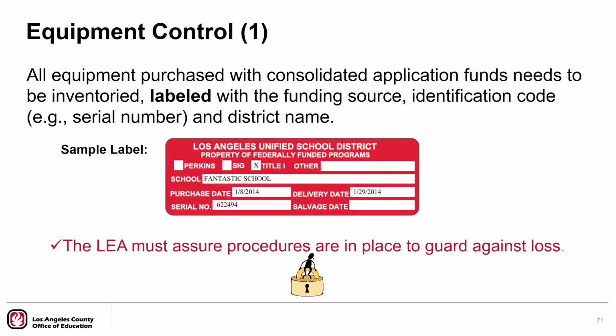On this next slide, we take a moment to talk about equipment control. And maintaining control of your equipment starts with tracking and labeling equipment items. Within your equipment control system, all equipment that is purchased with federal funds needs to be inventoried and labeled with purchasing information. LEAs must also ensure that there are procedures to guard against loss of equipment and materials. This screenshot offers a sample label indicating LEA's name, school name, program it was purchased from, purchase date, delivery date, serial number, and salvage date.